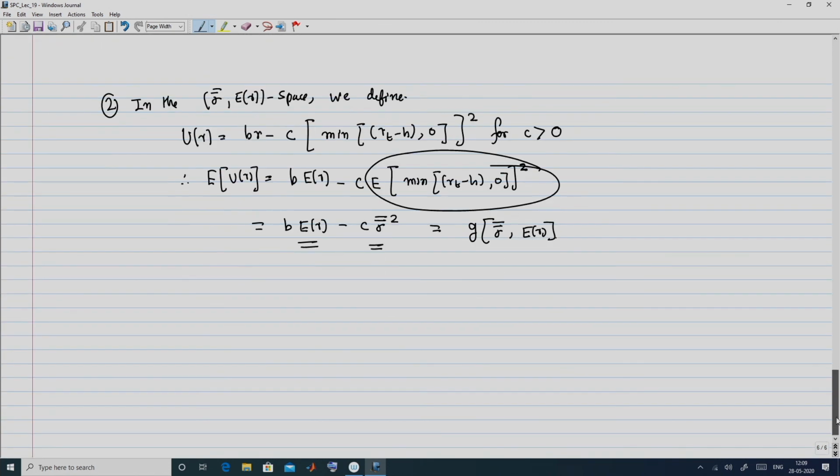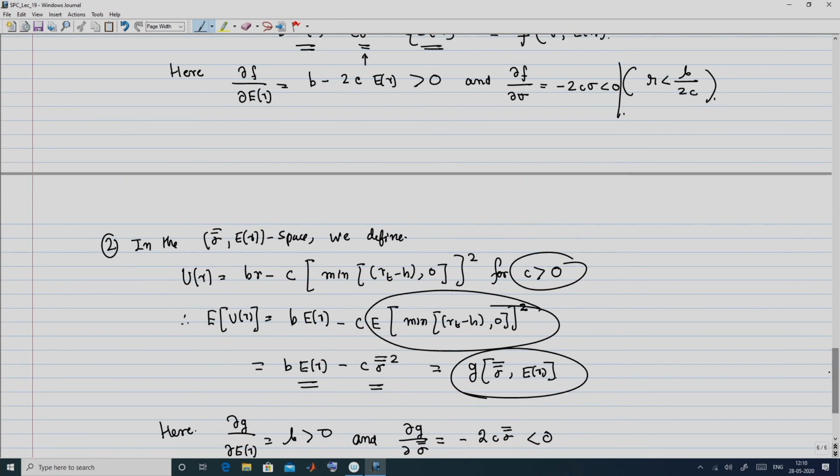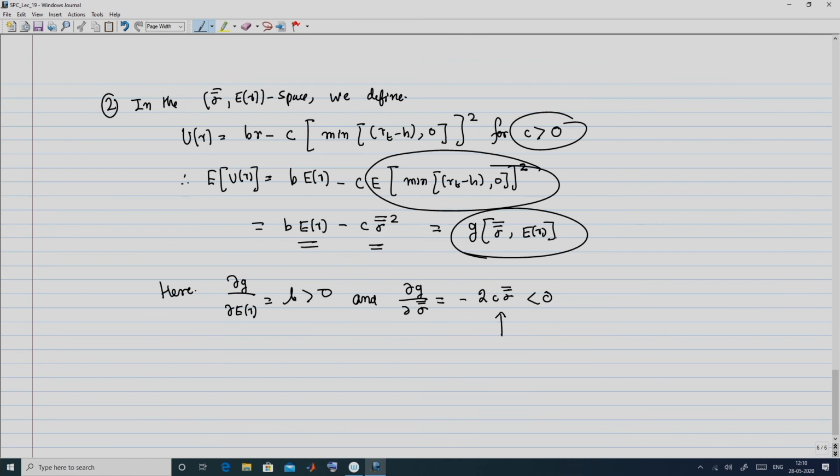So, here we will have that the sensitivity of this expected return G with respect to E of r is going to be B, which is greater than 0, just as it was the case with the function f. And del G del sigma double bar, that is sensitivity with respect to sigma double bar, is minus twice C sigma double bar, and since C is greater than 0, obviously this is going to be less than 0. Remember that this is something that you have already also observed in case of sensitivity of f with respect to the semi deviation.